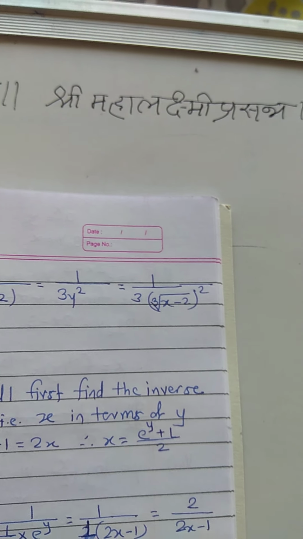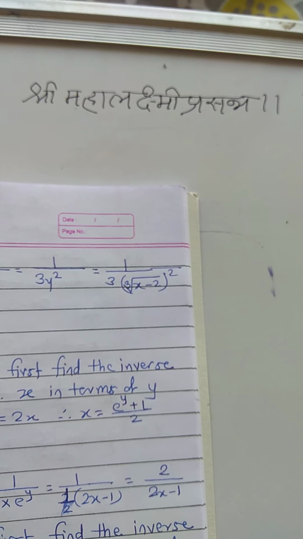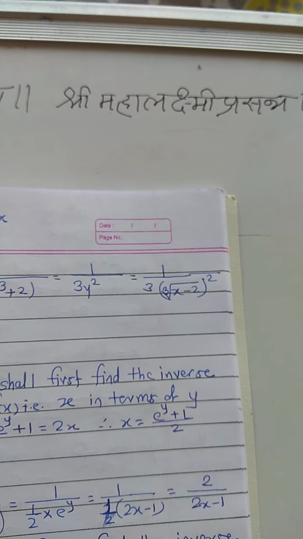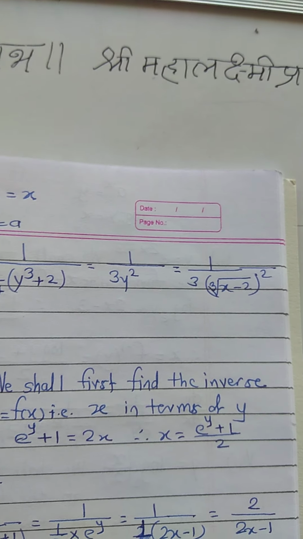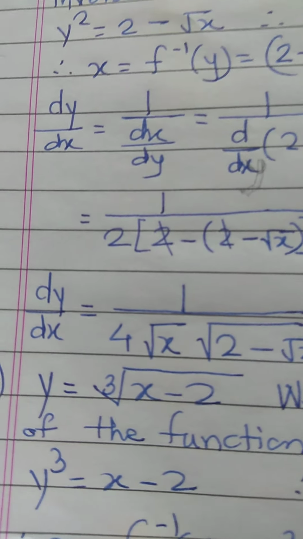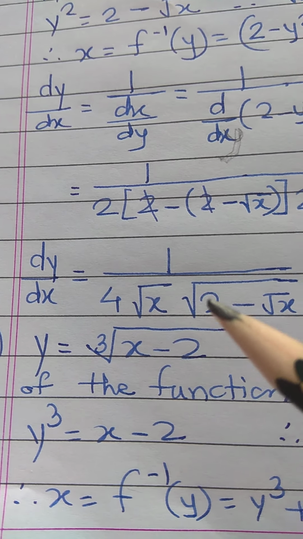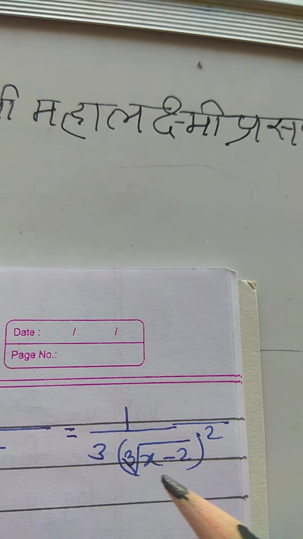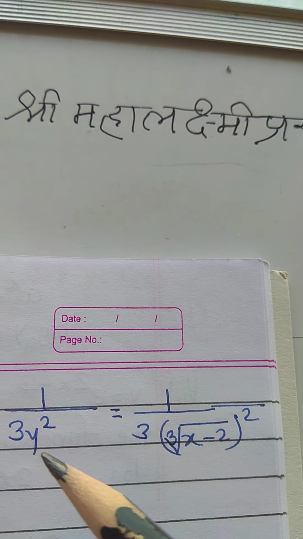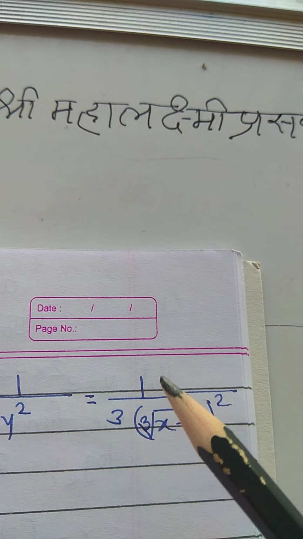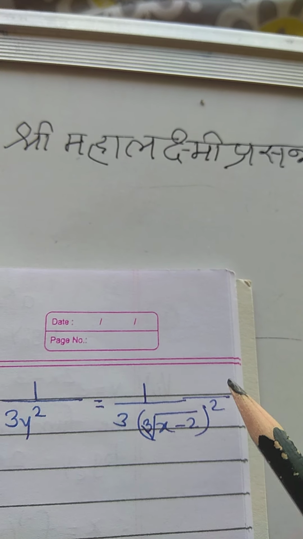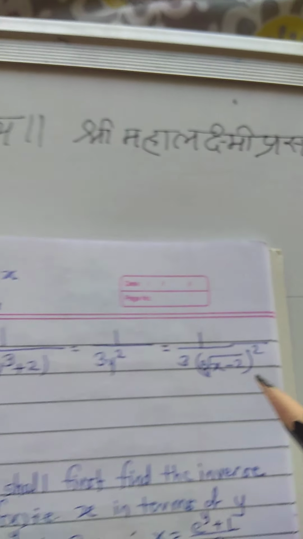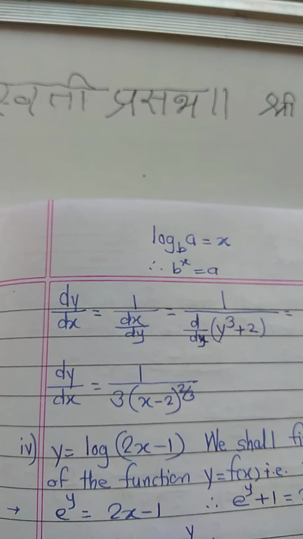Therefore, we should put y here instead of y square. Let us check what is the value of y here. Value of y is cube root of x minus 2. See here, value of y is cube root of x minus 2, bracket raised to 2. That means 1 upon 3 x minus 2 raised to 2 by 3 also you can write. Okay, this is the final answer.